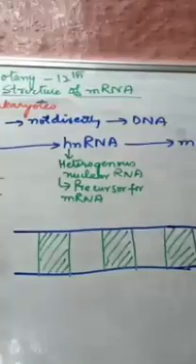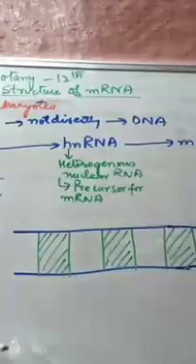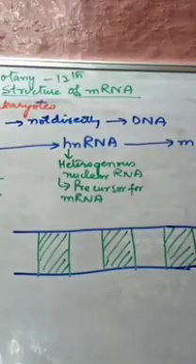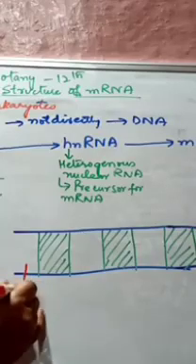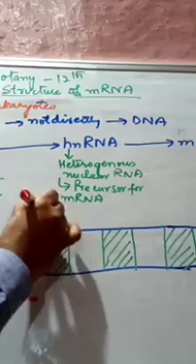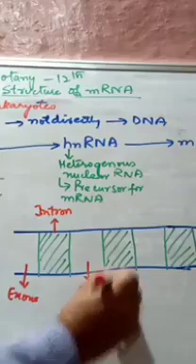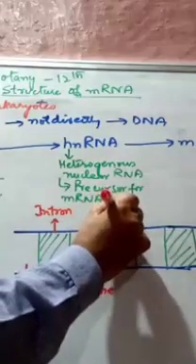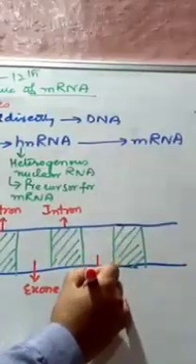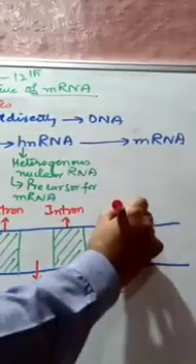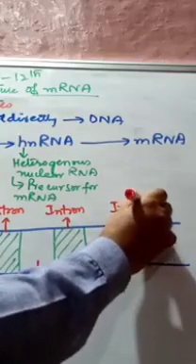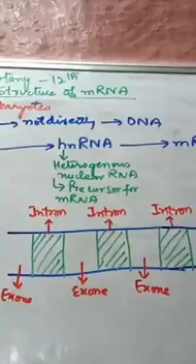In this hnRNA, we will find two types of sequences. First one, this one, is called exon. This is called intron. This is called exon. This is the intron. This is the exon. This is the intron. So we will find these two types of sequences.